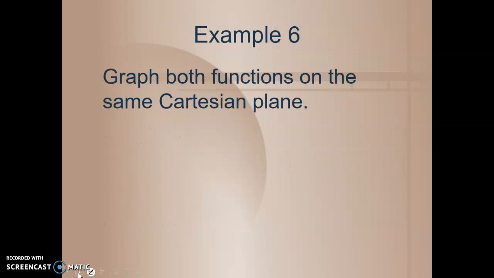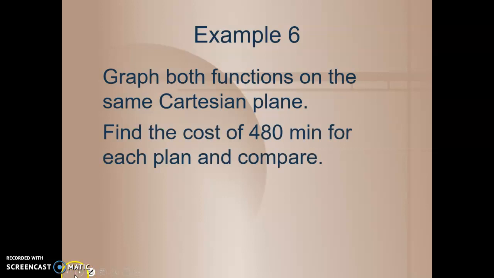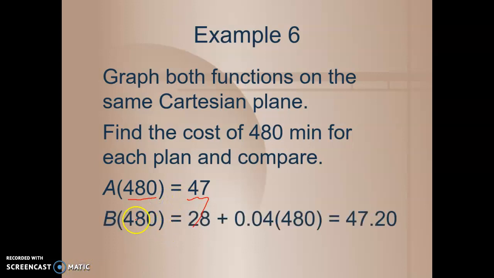And we're going to graph both functions on the same Cartesian plane. We're going to see which one is the better deal. So we'll find the cost of 480 minutes for each plan and compare. Let's just use 480 minutes. Well, in the first function, when we plug in 480 into A(x) = 47, it didn't matter because Plan A is always 47. And for Plan B, when we plugged in 480 minutes, we get 28 plus 4 cents a minute, so 4 cents times 480 minutes. When we add that together, we get $47.20. So Plan B was actually a little bit more expensive by 20 cents.